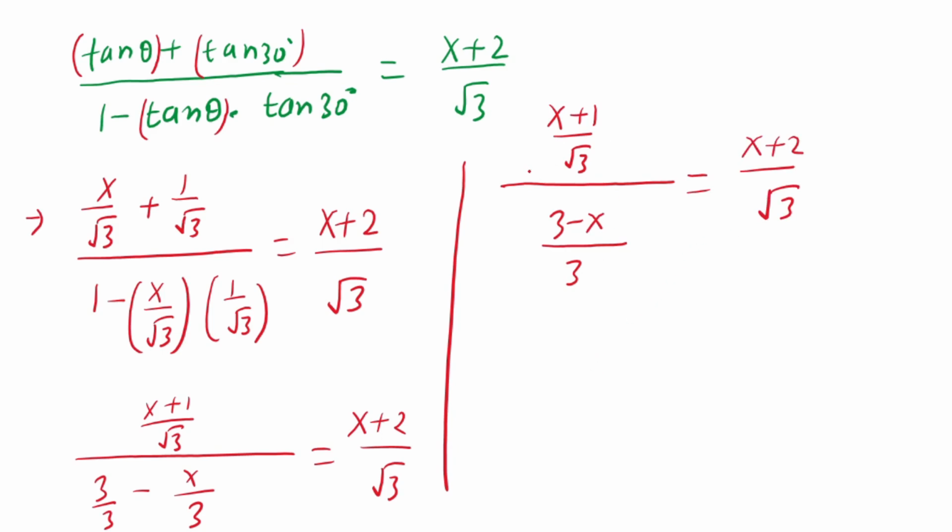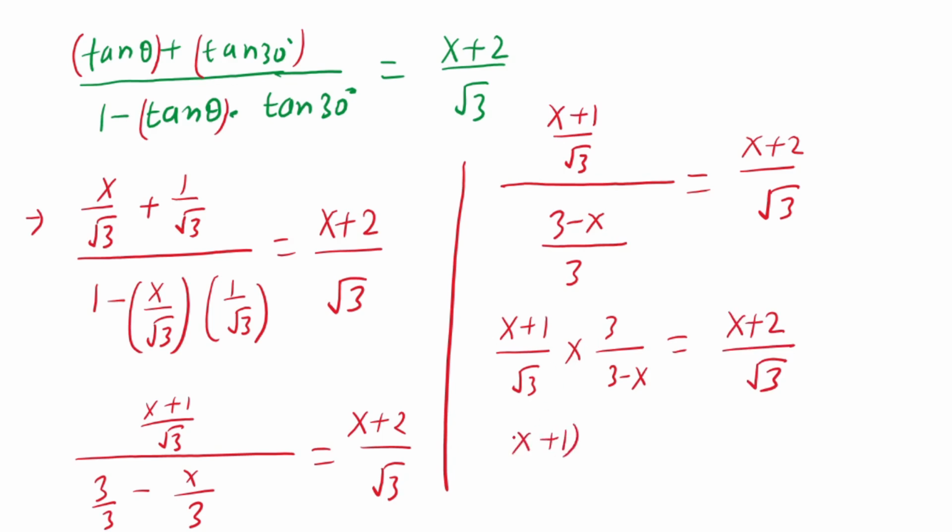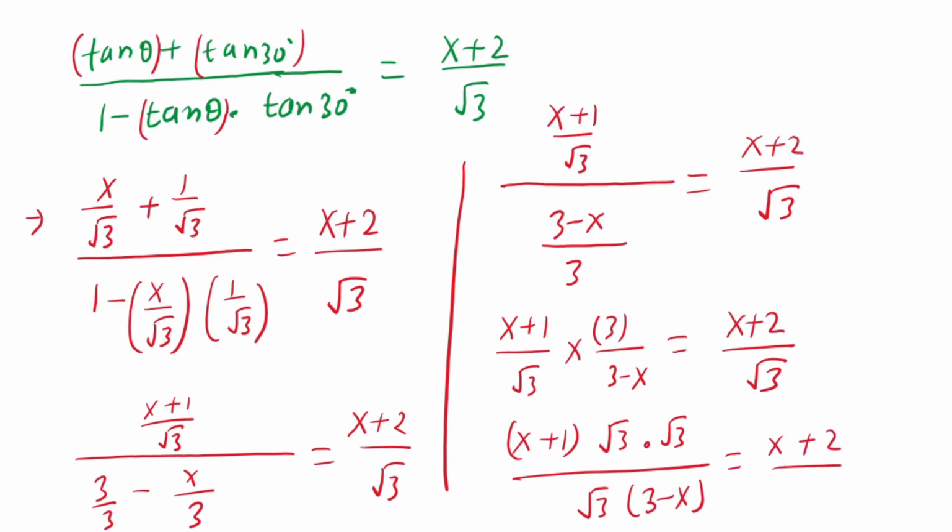Now this left hand side is same as (x + 1)/√3 multiplied by 3/(3 − x), and this equals (x + 2)/√3. In the numerator, x + 1, and this 3 is same as √3 times √3, and divide by here √3 is multiplied by 3 − x, and this equals (x + 2)/√3. Then this √3 and this √3 cancel out.